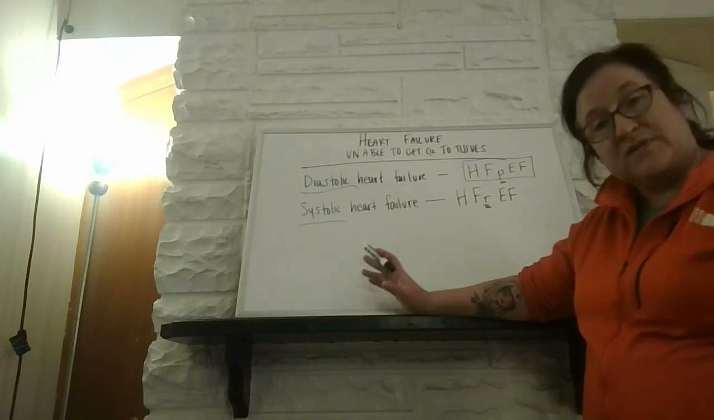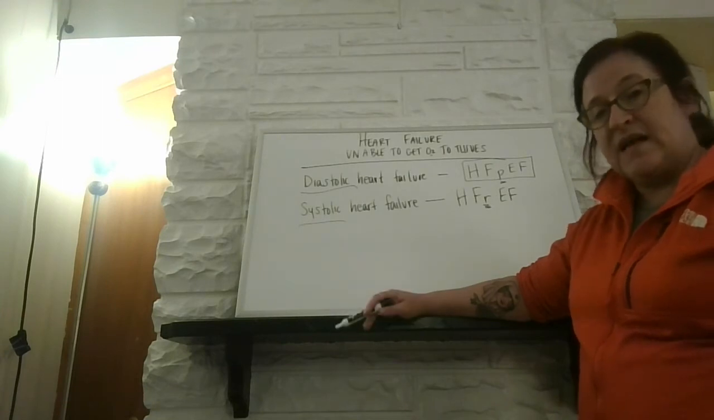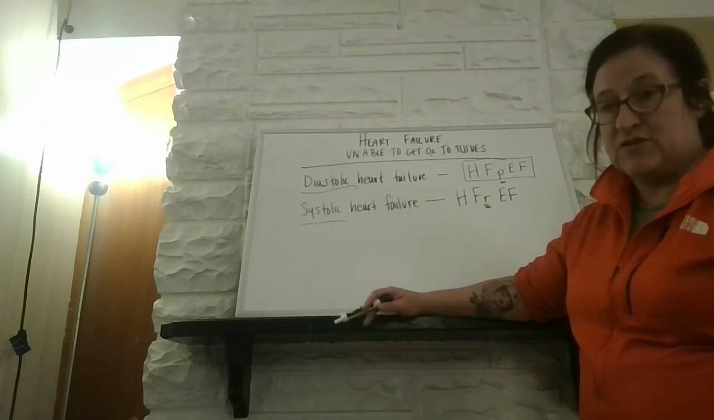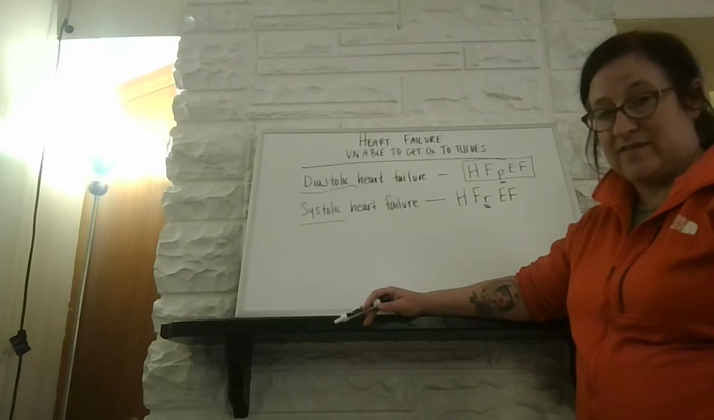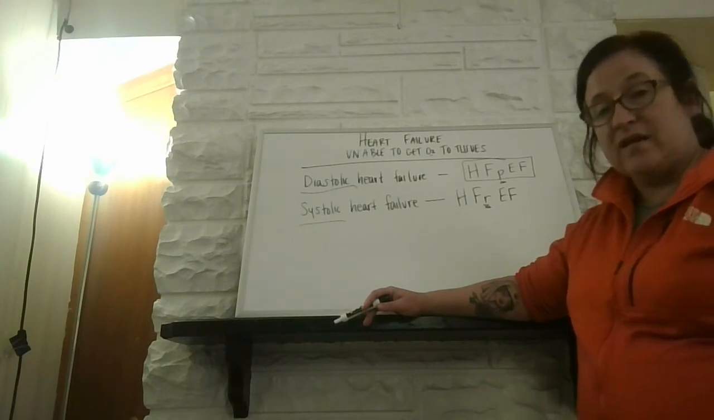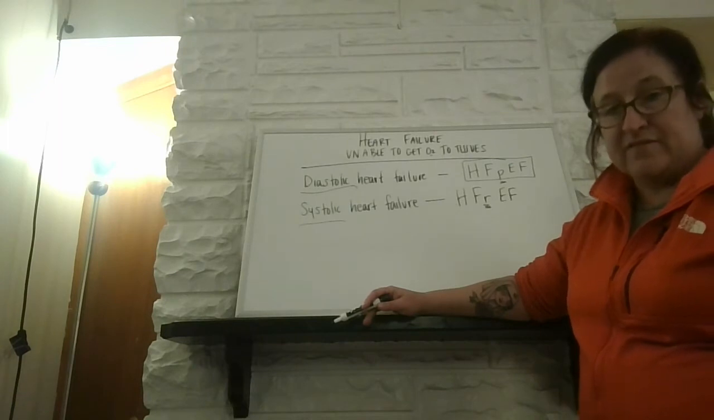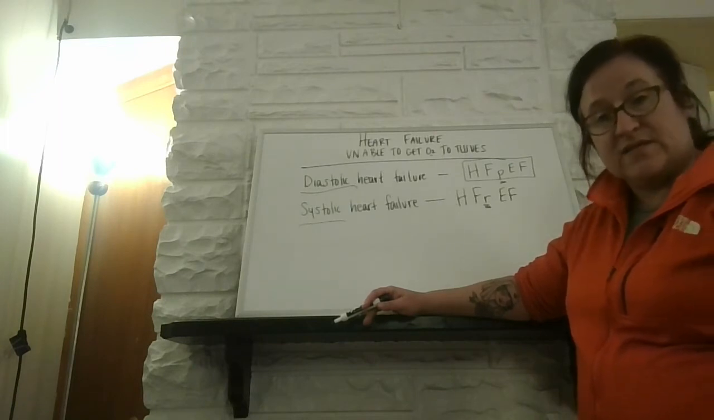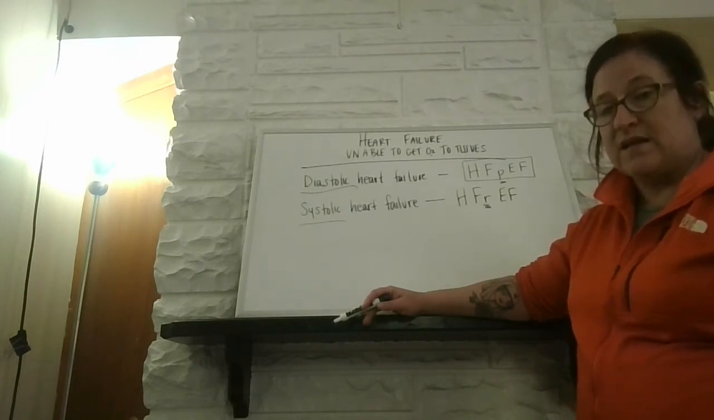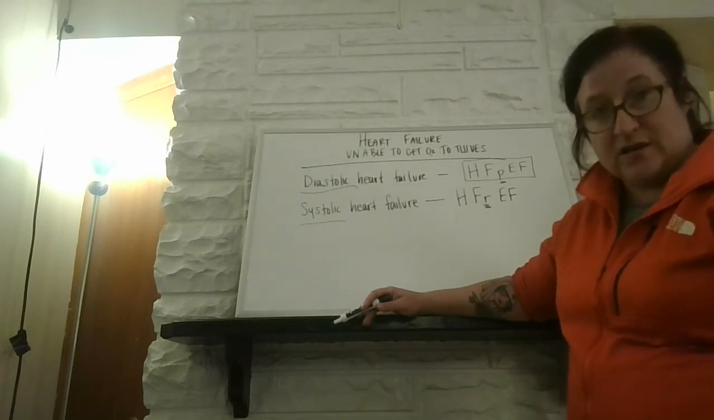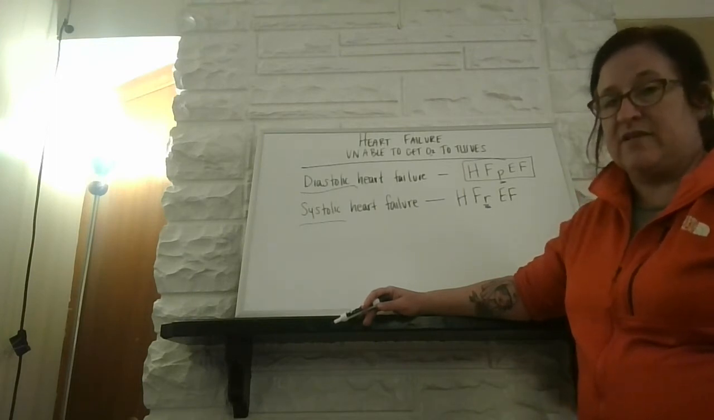Although, as we saw when we were talking about valve disease, aortic valve disease can lead to both systolic and diastolic failure. The same is true on the other side of the heart. Pulmonic valve disease could lead to diastolic or systolic failure on the right side of the heart, and pulmonary hypertension could also lead to diastolic and systolic failure on the right side of the heart.